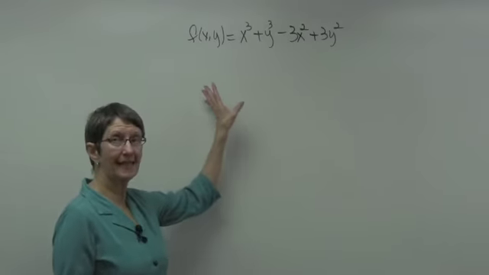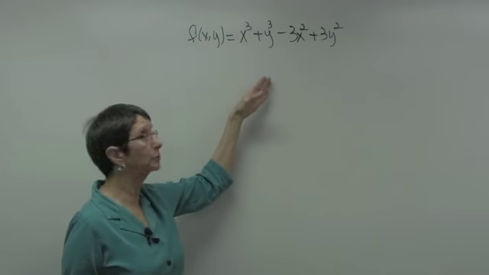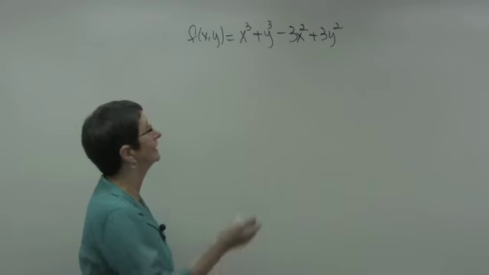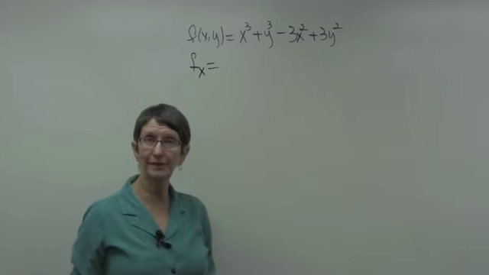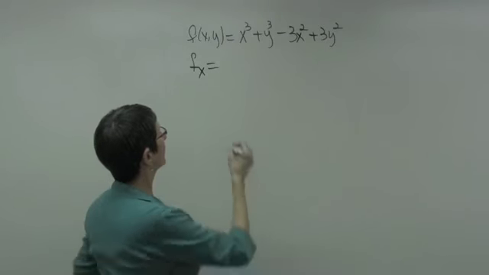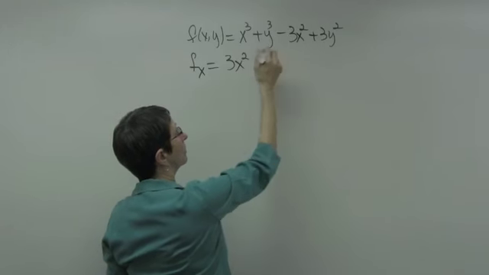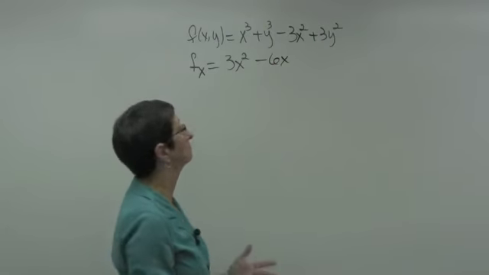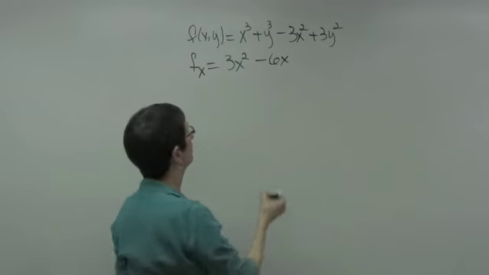Our function in this example is f of x y equal to x cubed plus y cubed minus 3x squared plus 3y squared. So let's look at our partial derivatives. Partial of f with respect to x, the derivative of x cubed, 3x squared, y cubed goes to 0, minus 6x, 3y squared goes to 0. So I have 3x squared minus 6x, I set that equal to 0.